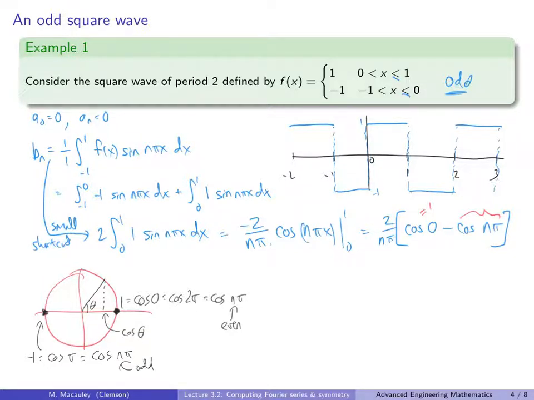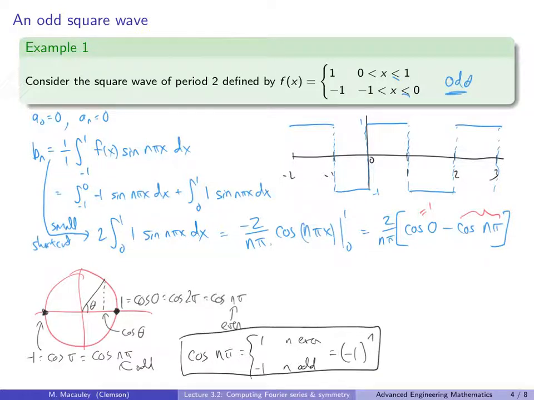So it turns out that cosine of n pi is equal to +1 if n is even, and -1 if n is odd. The quickest way to write that is (-1)^n. So that's a shortcut. Every time you see cosine of n pi and n is an integer, change that to (-1)^n right away. It's going to make your life easier. So now I'm going to write this. This is 2 over n pi times 1 minus (-1)^n.